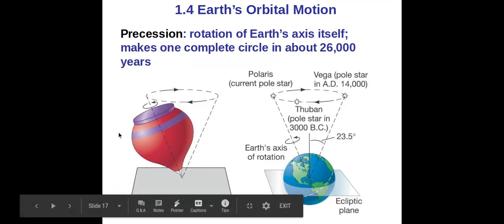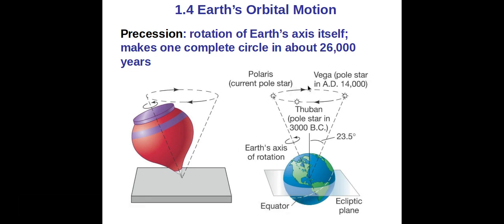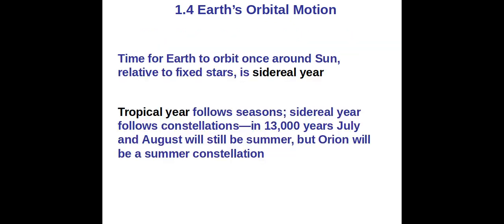Precession is the idea that the Earth's axis actually wobbles over time, and that's what gives us those different pole stars, like I mentioned in the last video. So Thuban used to be the pole star, the North Star. Now it's Polaris. At some point, it will be Vega, around 14,000 AD. So it basically wobbles like a top, if you will.